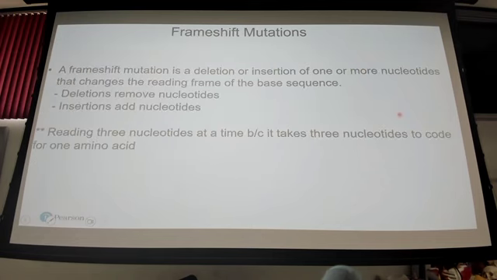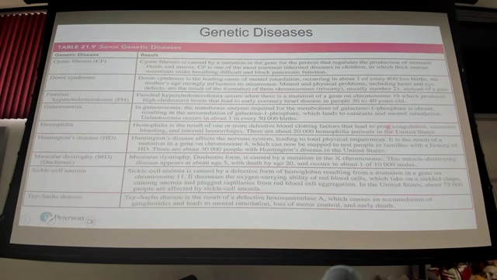Then we have the frame shift mutations. Frame shift mutations either add, delete, or insert 1 or more nucleotides. And so what that's going to do is shift the reading frame. The reading frame is 3 nucleotides together. That's the codon. And so that damage can be variable as well. And so a lot of these are examples of frame shift mutations that I would recommend knowing.